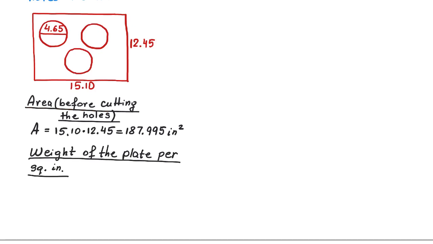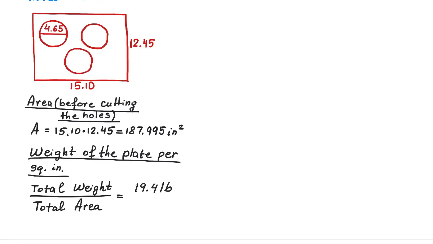Now let's find the weight of the plate per square inch. For this, we will divide the total weight by the total area. So the total weight is 19.4 pounds. Let's write this in the numerator. Divided by total area is 187.995 square inches. This will give us approximately 0.103194 pounds per square inch.